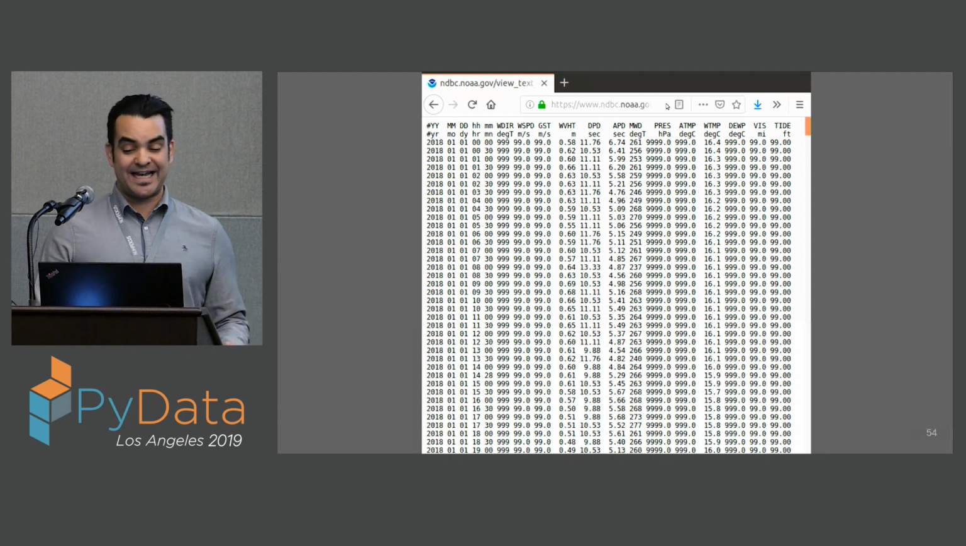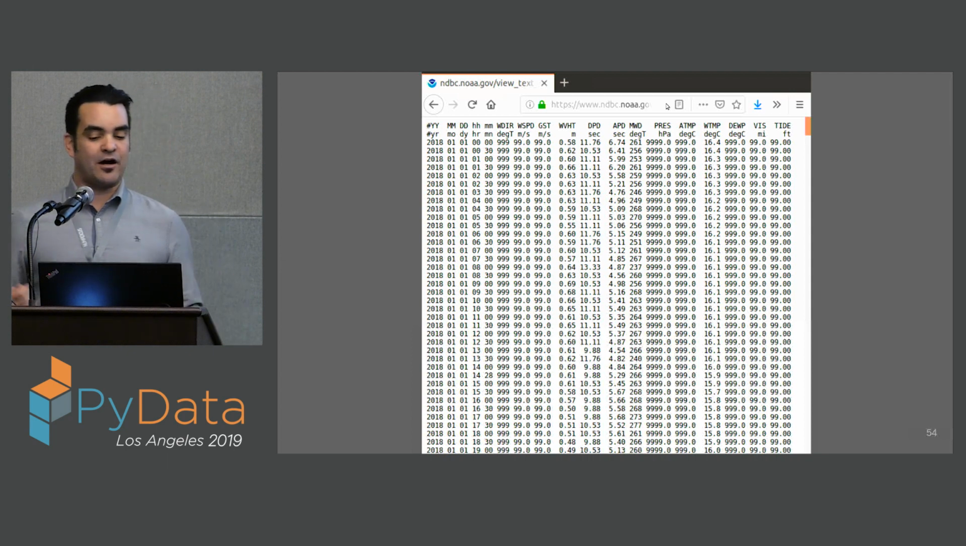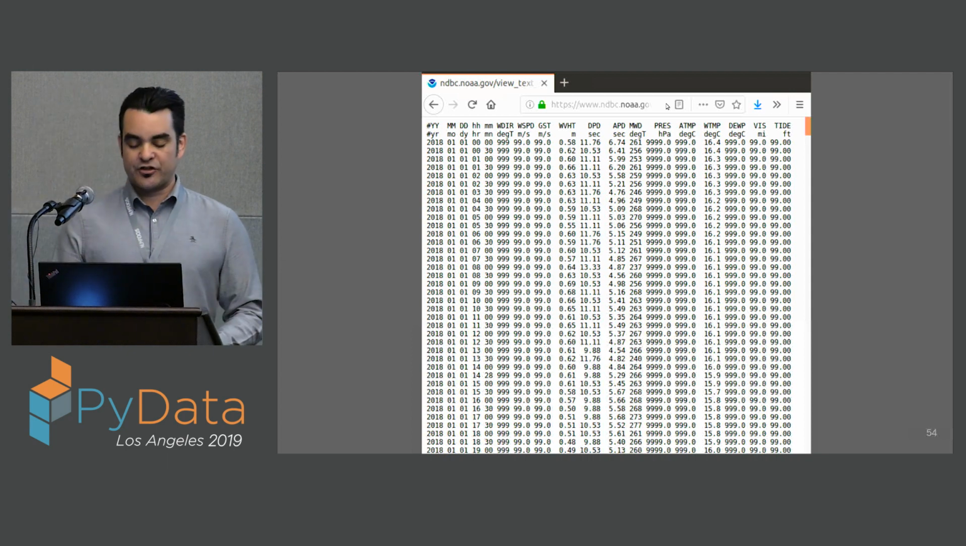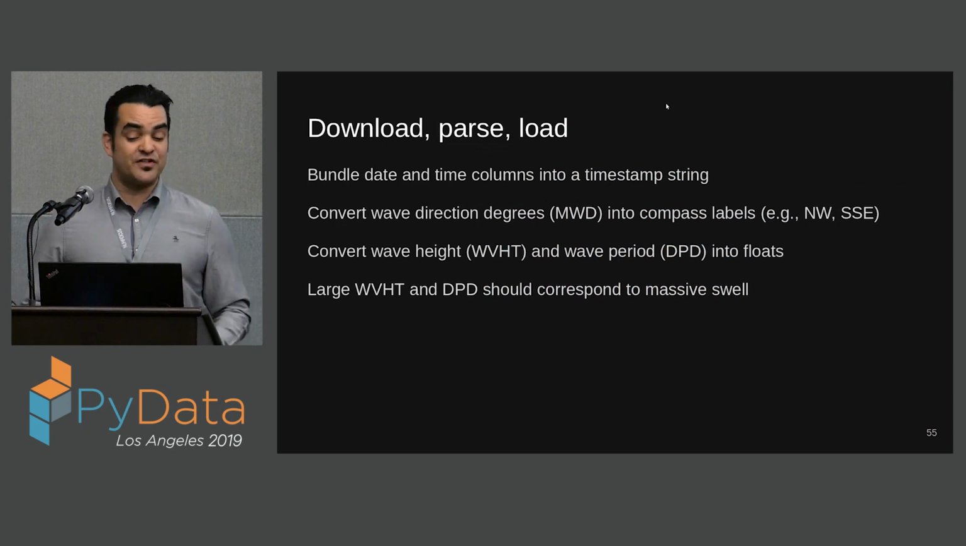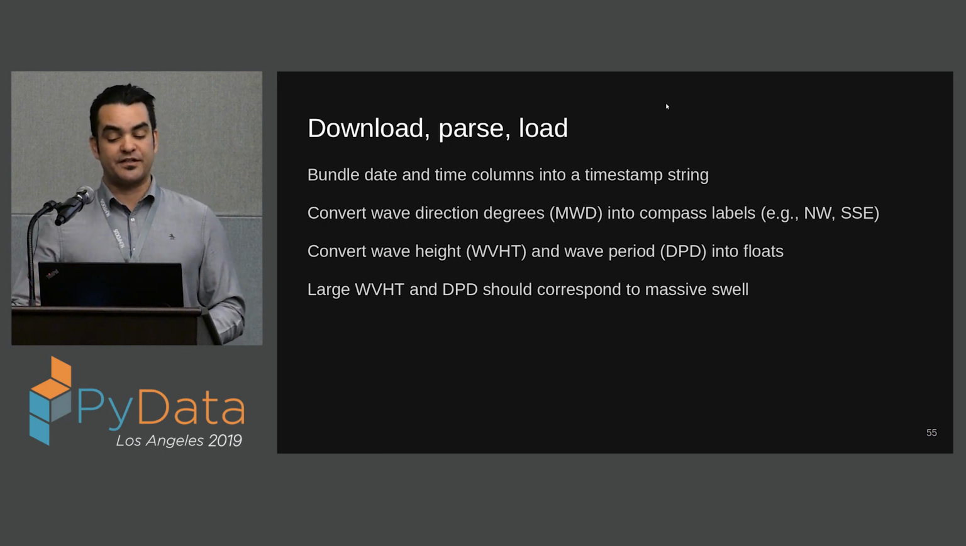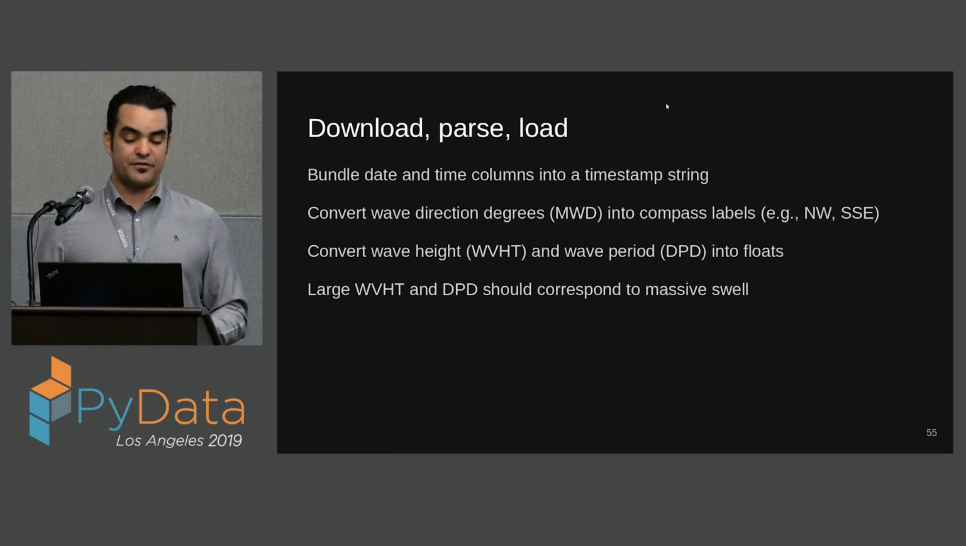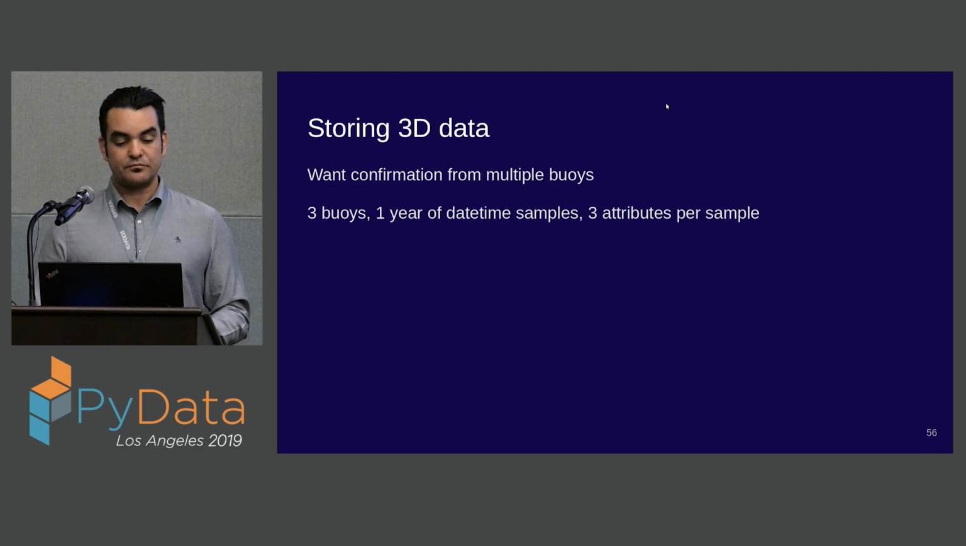Now, it comes from the NDBC in this slightly awkward space-delimited format, so we're going to have to parse this and construct the timestamps into meaningful timestamps. We're going to convert the wave direction degrees into compass labels, and we're going to convert the wave height and wave period into floats. Our expectation is that large wave heights and large periods, that's DPD, should correspond to this massive swell we're looking for.